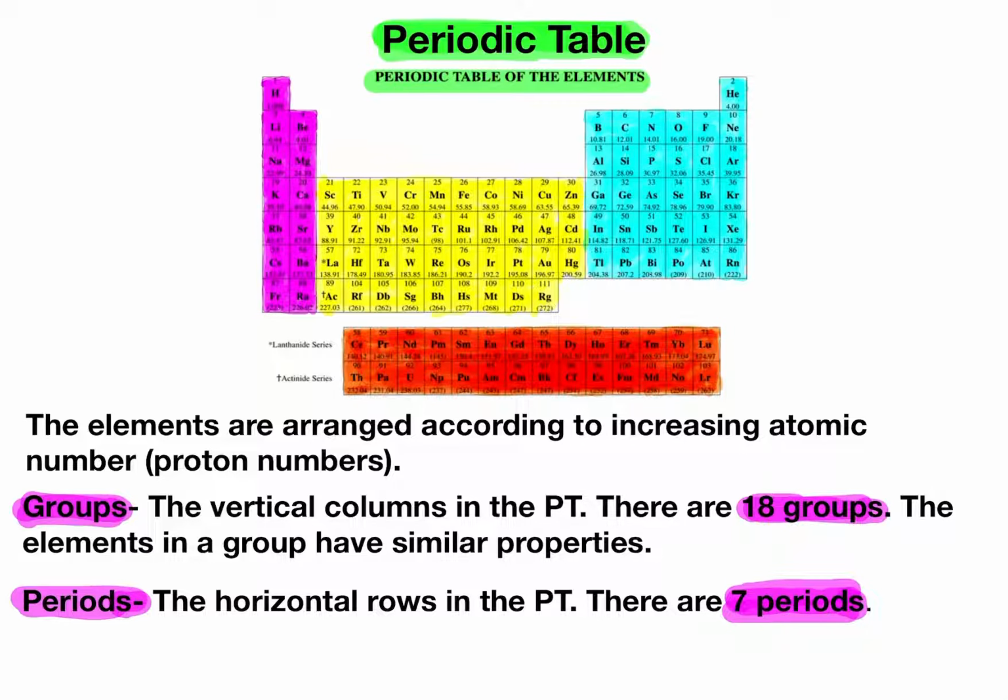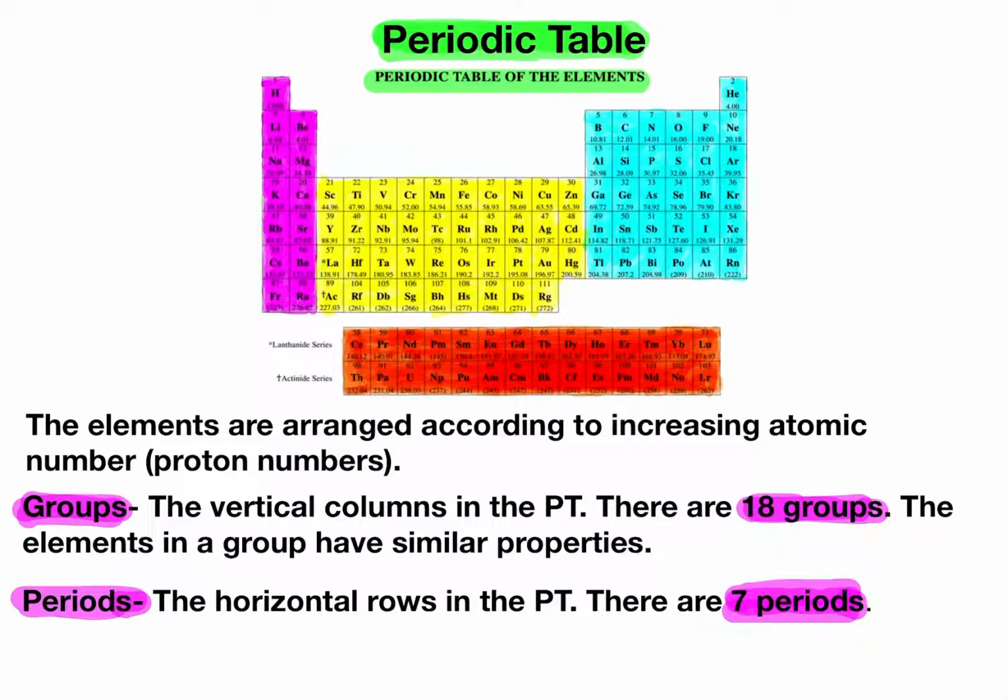Now, in the modern periodic table, the elements are arranged according to increasing atomic number, that is proton numbers. Groups. The vertical columns in the periodic table are known as groups. There are 18 groups. The elements in a group have similar properties.